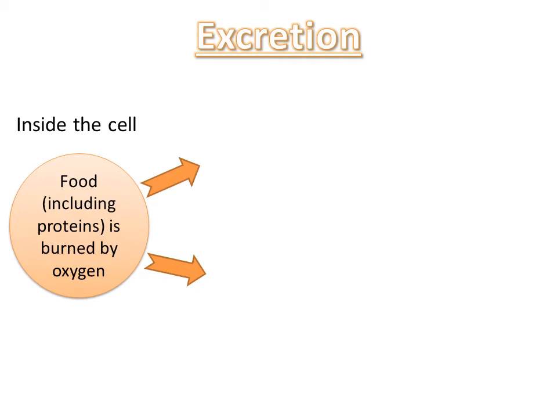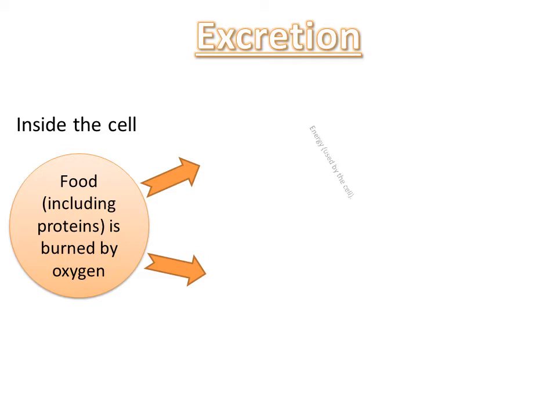How does the cell inside my body get the energy? It gets the energy by burning the food by using the oxygen. Again, inside the cell, I have the food and I have the oxygen. When they react together, the oxygen burns the food. It's like as if I'm cooking the food inside the cell. So I will burn the food to get energy.